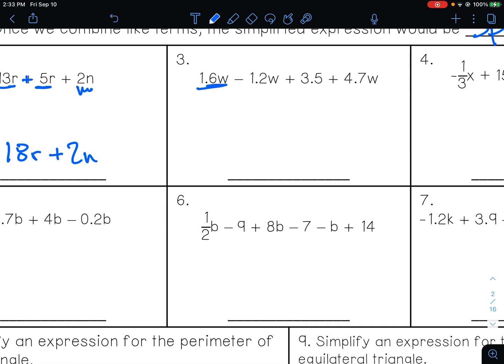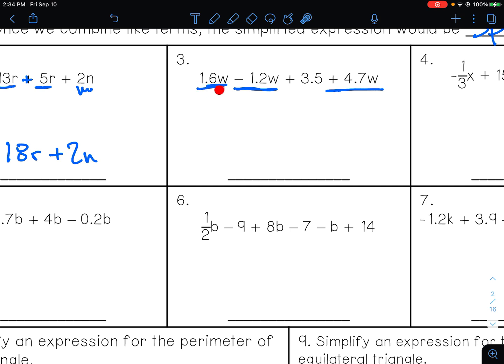1.6W. Anything like the 1.6W? Yes, the negative 1.2W. Anything else? Let's see, not this one, but this one definitely. So 4.7W, and it's a positive. So I have 1.6 minus 1.2 plus 4.7. So many ways I can handle this.